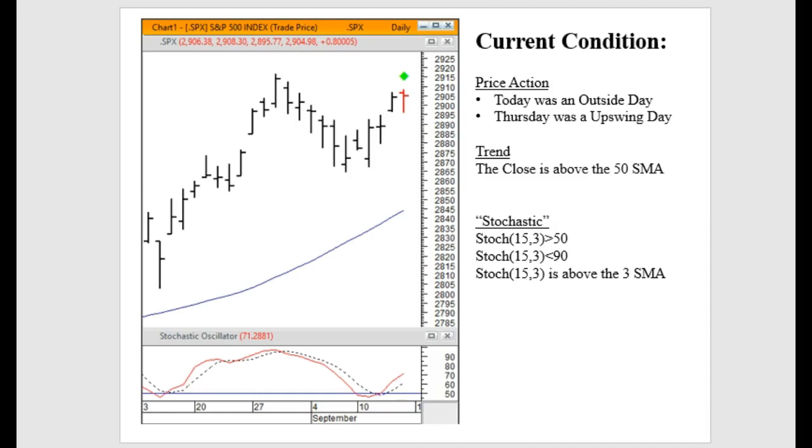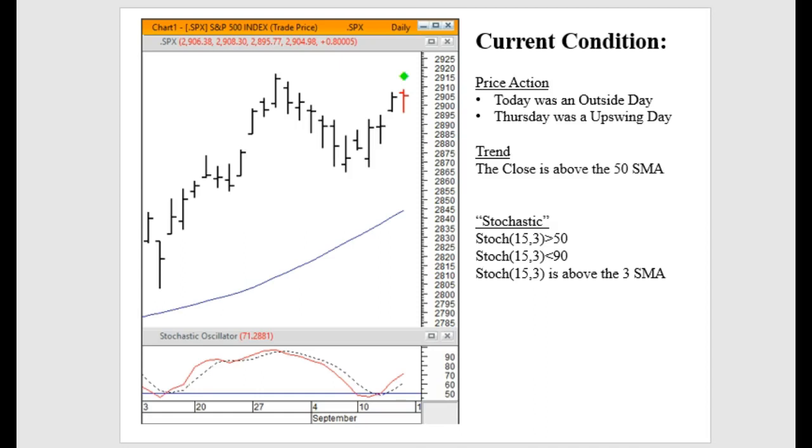All 3 market timing reports look at the current market condition. We express this in 3 different dimensions: price action, trend, and the stochastics. In terms of price action, Thursday was an upswing day with higher highs and higher low, and then Friday was an outside bar with a higher high and lower low. That price action occurred in an uptrend where we are above the 50-day simple moving average. And then in terms of the stochastic, we are between 50 and 90 and in an uptrend where the 15-3 stochastic is above its 3-day %D.